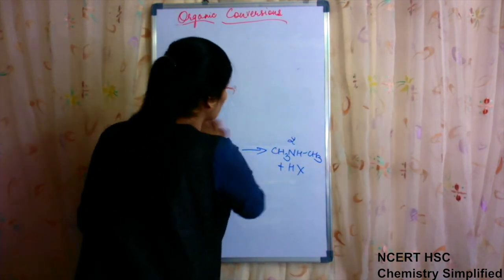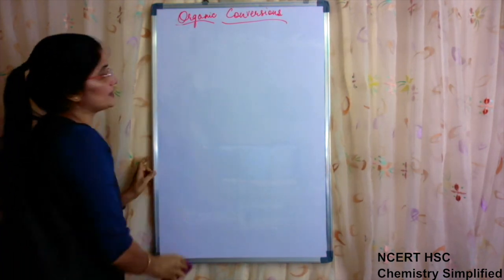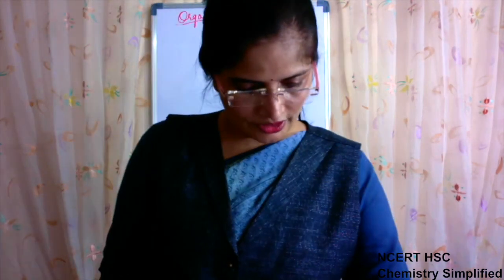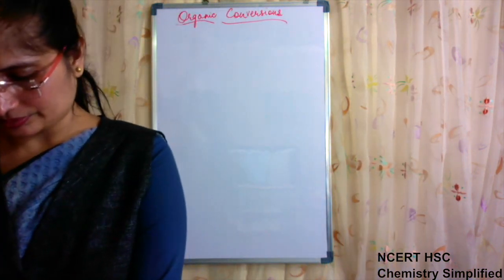Now the second type of conversions from this chapter. These all were based on aliphatic compounds. Now 2-3 conversions we will see for aromatic compounds.